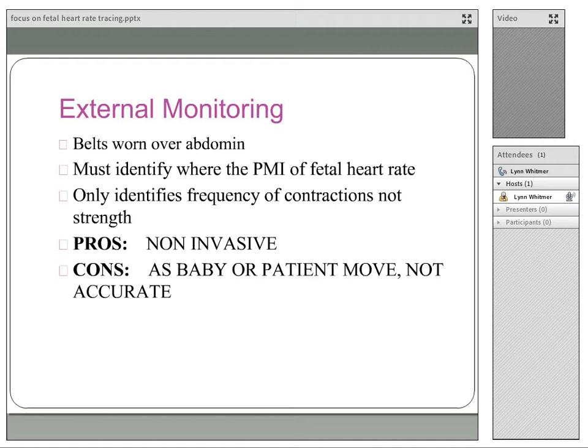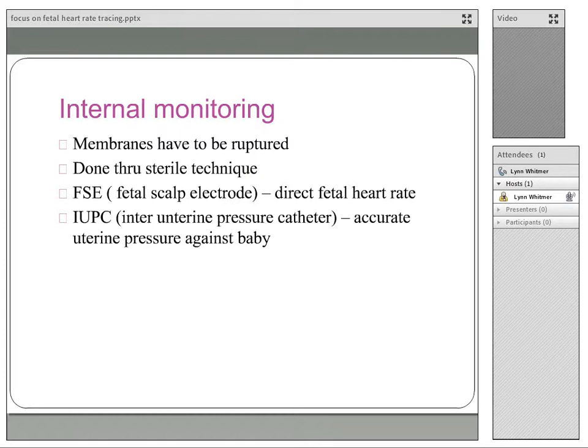Internal monitoring now is another story. If we want to actually get very accurate readings of the contractions and very accurate readings of the fetal heart rate, I will put monitors inside the uterine cavity. To do that, however, I have to rupture membranes. And remember that once I've ruptured membranes, please let me repeat, once I rupture membranes, I have now set her up for infection. The biggest risk to SROM, spontaneous rupture of membranes, or AROM, artificial rupture of membranes, is infection, because ascending bacteria can now reach the baby a lot easier than he could once that membrane was intact. So once we rupture membranes, the clock starts ticking as to the time we have to get this baby out.